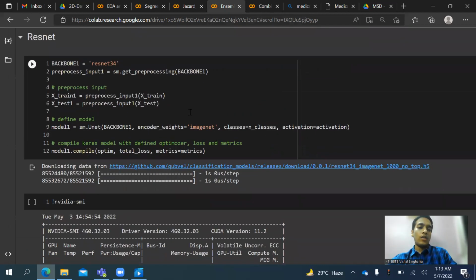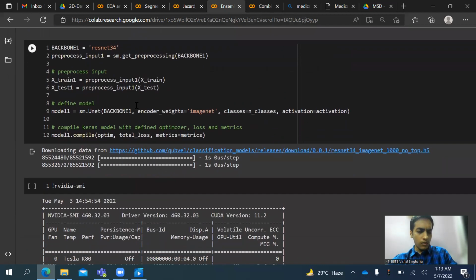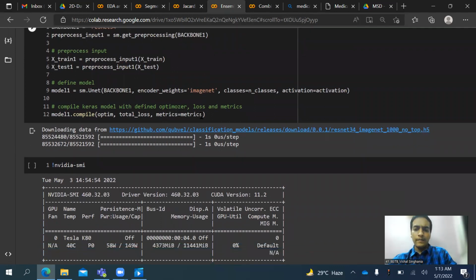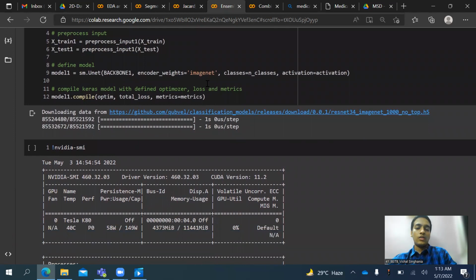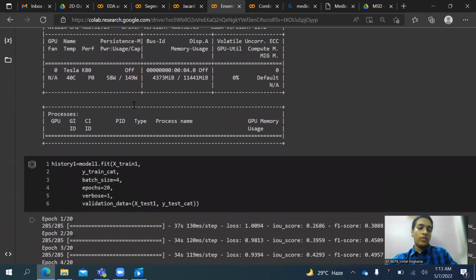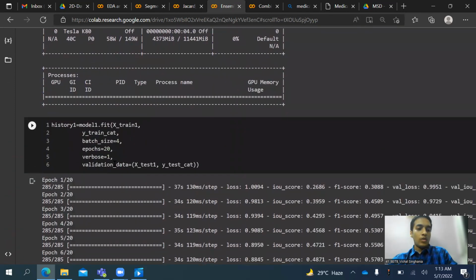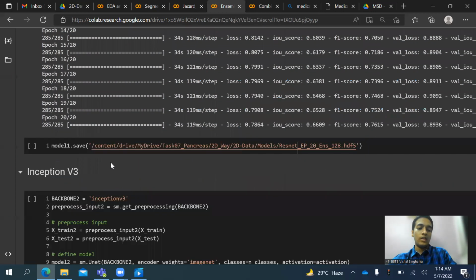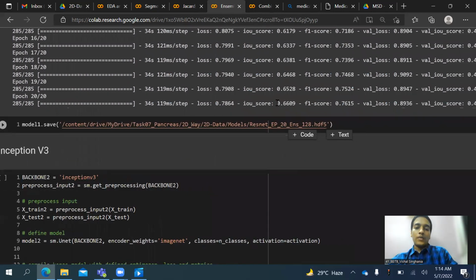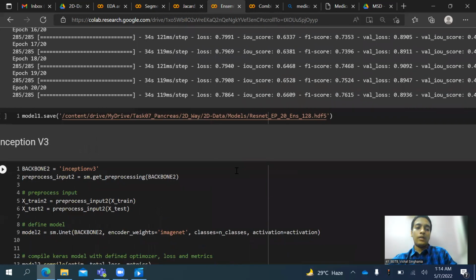The first backbone we are using is ResNet 34, and the pre-trained weights we are using are of the ImageNet dataset. The activation function used is ReLU, and the optimizer is Adam in this particular use case. The GPU we're using is a Tesla K80 on Google Colab. The batch size here is 4 and the number of epochs is 20. After that, we get an IOU score of 0.66 for our particular data.